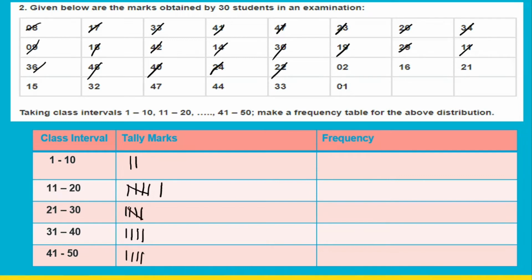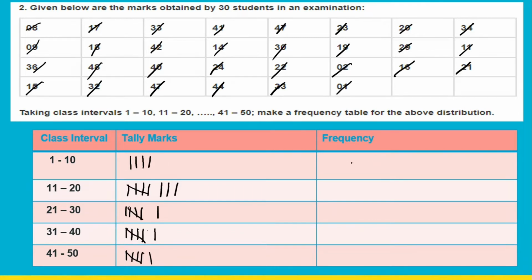Then 2 will go in the first one. 16 goes in 11 to 20. 21 will go in 21 to 30. 15 goes in 11 to 20. 32 will go in 31 to 40. The fifth goes like this. 47 will go in the last group. 44 will go again in the last group. 33 will go in 31 to 40. And 1 will go in the first one. Okay, so that is how we count the tally marks.